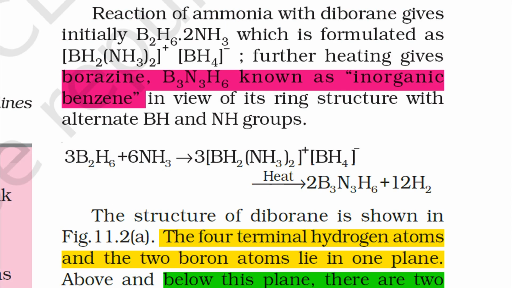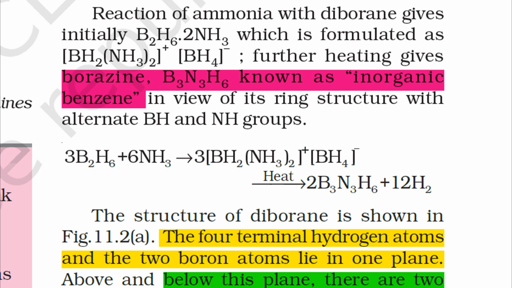Next, this paragraph is very important. Direct questions come from this paragraph. So ammonia with diborane gives initially B2H6.2NH3, which is formulated as [BH2(NH3)2]+[BH4]-. Further heating gives borazine, that is B3N3H6, known as inorganic benzene in view of its ring structure, which has alternate BH and NH groups. Remember this chemical reaction completely, and the inorganic benzene or borazine formula, that is B3N3H6.